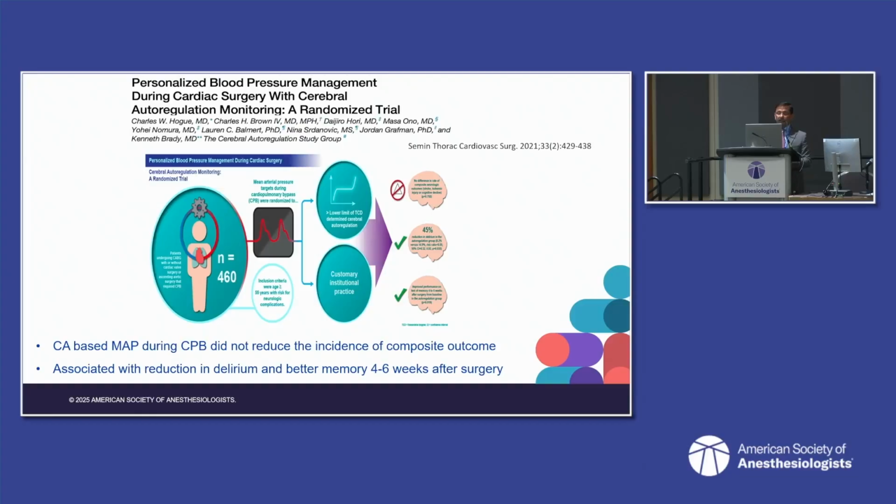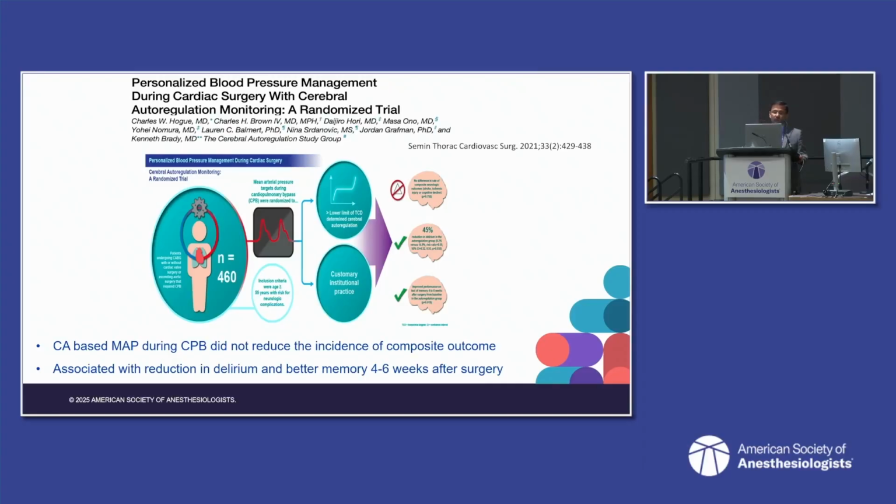In this study, they basically randomized patients to receive blood pressure management based on either autoregulation guided limits or simply standard care of blood pressure. And their primary outcome measure here was a composite outcome of stroke and ischemia detected on postoperative imaging. Interestingly, they did not find that to be significant, but they found that the patients that were managed using autoregulation guided metrics had a lesser incidence of delirium and better preservation of memory after surgery.